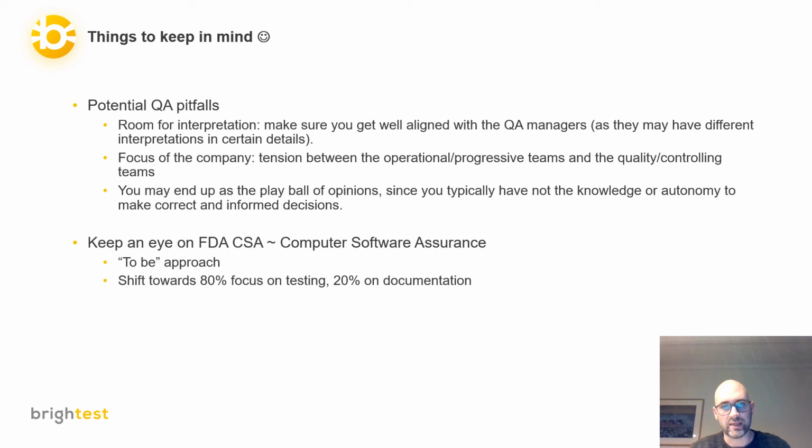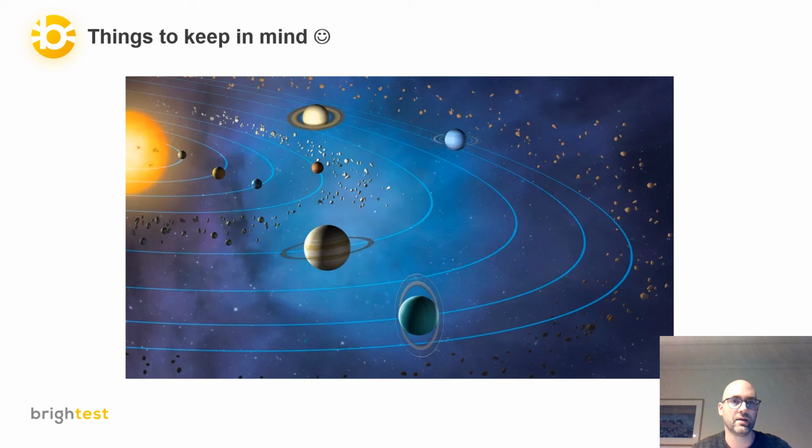Next to that, there's also the FDA CSA, the Computer Software Assurance, that's coming up. So it's a to-be approach. It's not in place yet. It should allow us to have more a testing-oriented approach than a purely document-oriented approach. So normally, the shift should go towards 80% of applied testing and then 20% on documentation to make sure that processes progress faster.